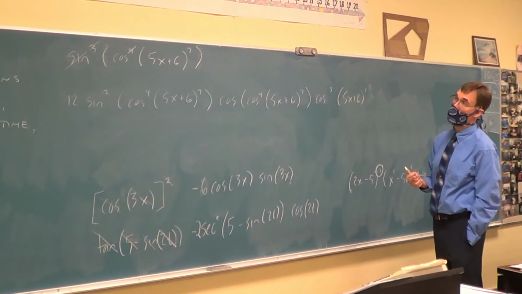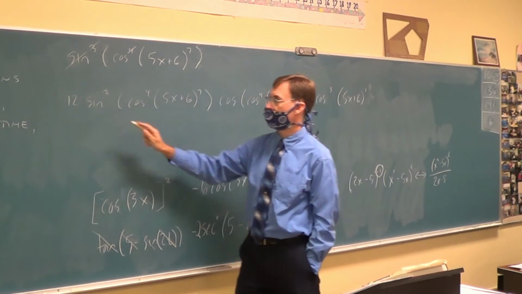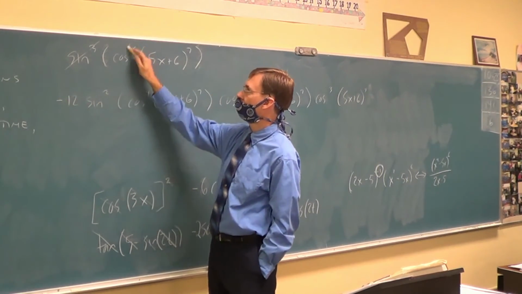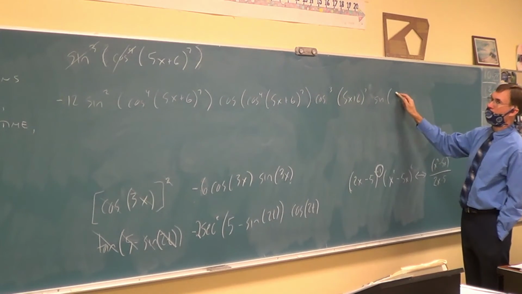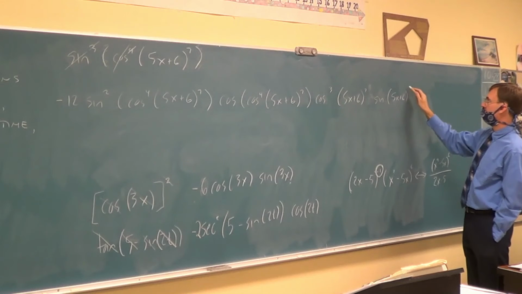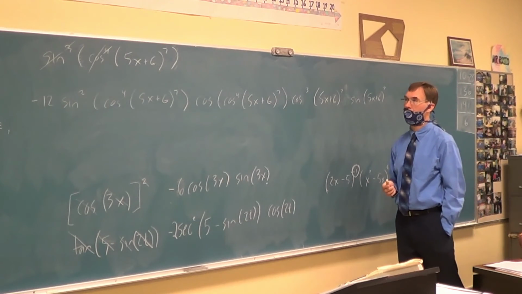Who's next? Cosine. Derivative of cosine? Negative sine. So I'm going to go negative to the beginning, sine, and keep the 5x plus 6, that's to the 7th. Now it's getting manageable again.